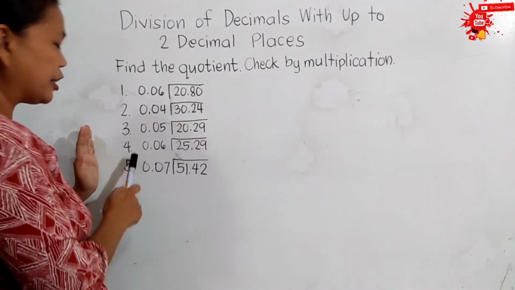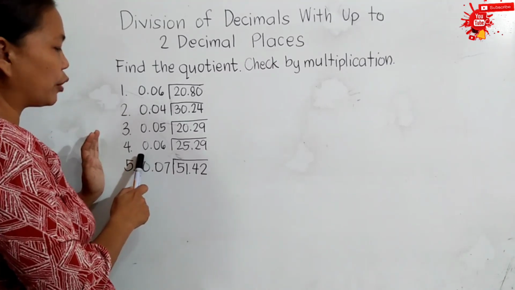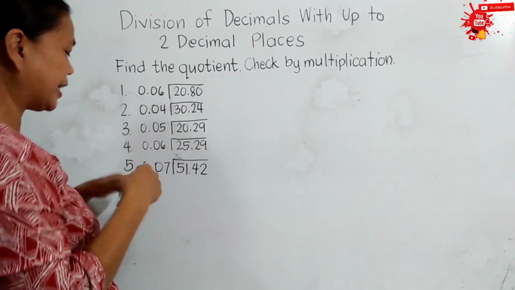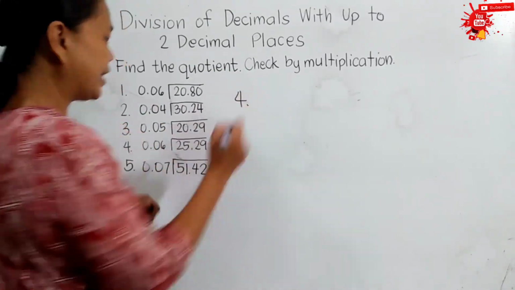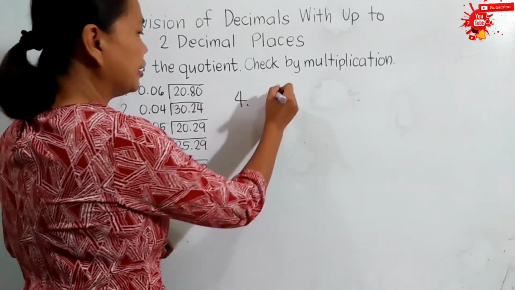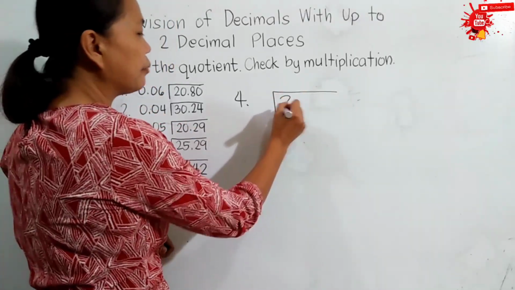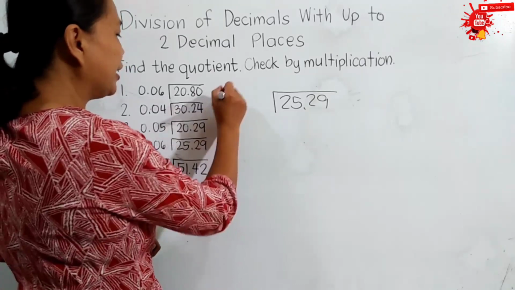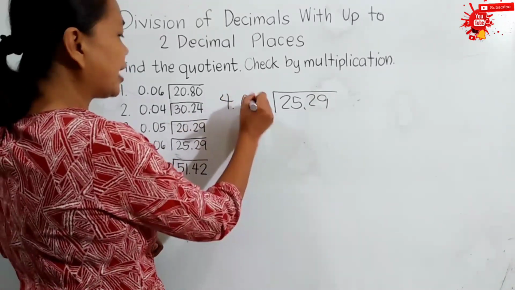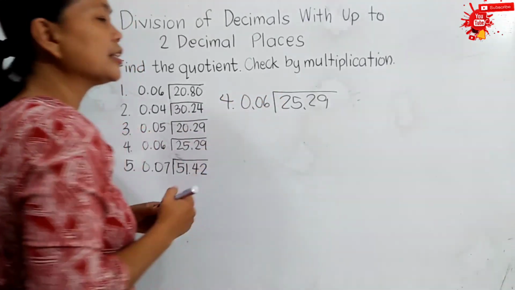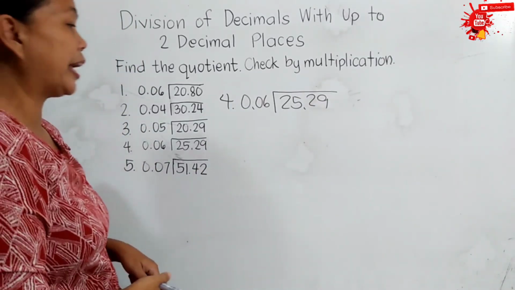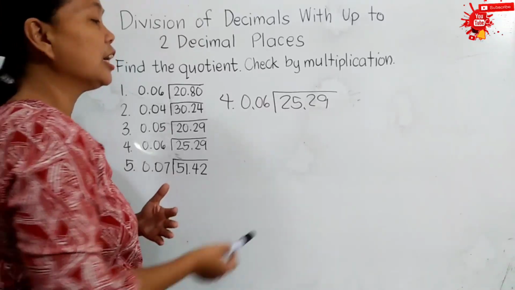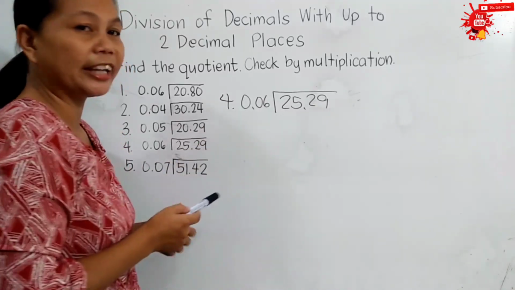Okay, discuss naman natin yung example natin dito ng number 4 for division of decimals with up to 2 decimal places. So, ano ba yung given natin sa number 4? So, we have here 25.29 divided by 0.06. Okay? So, ngayon, katulad ulit ng ginawa natin kanina, kailangan maging whole number itong ating divisor.